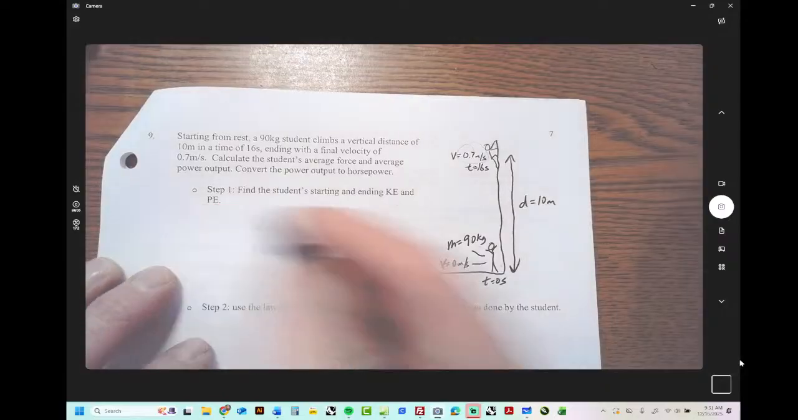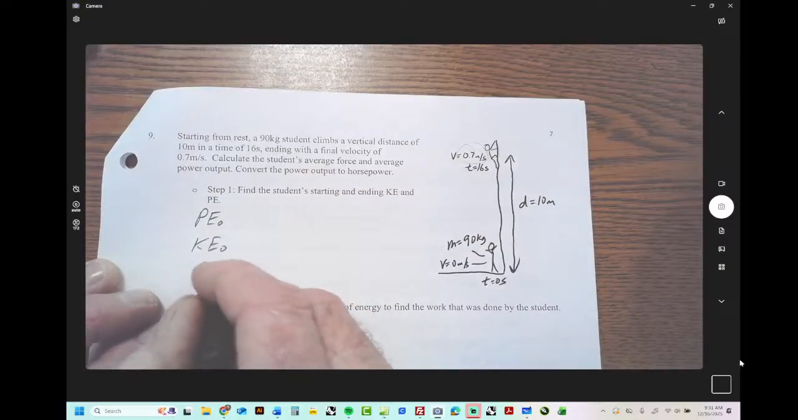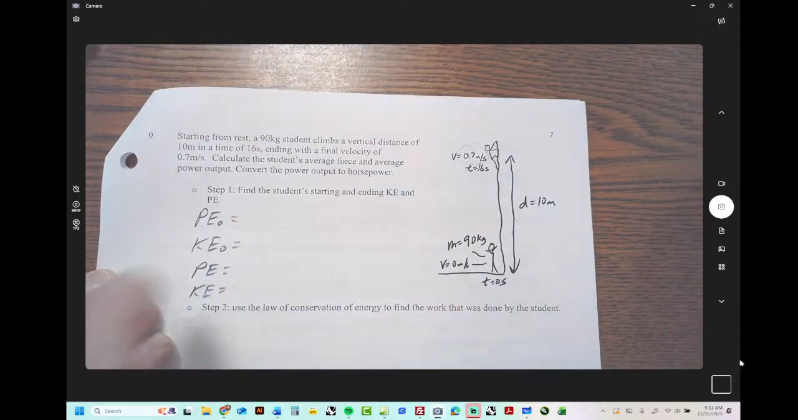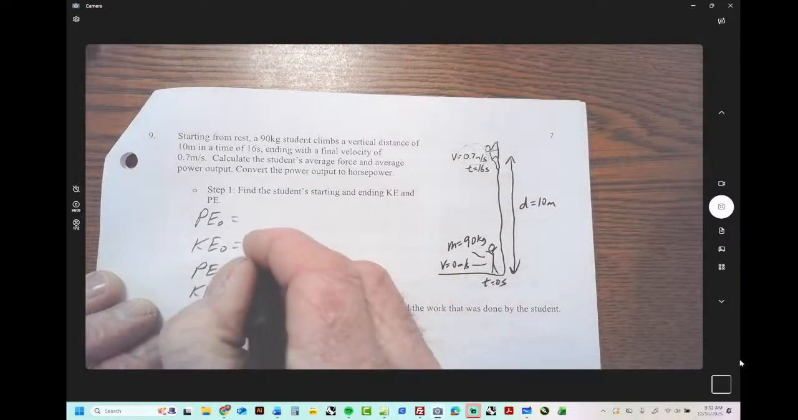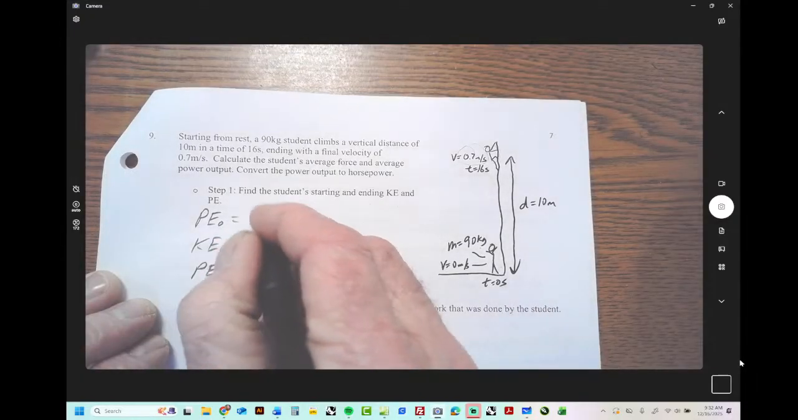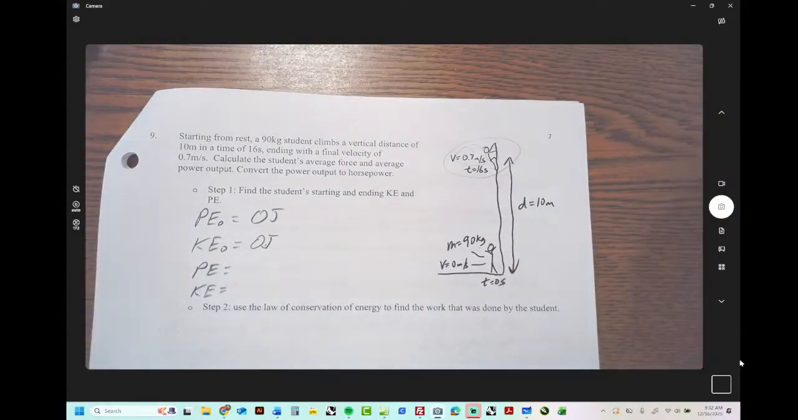Some of these are easy though. I'm going to write PE0, KE0, PE, and KE. Of those 4, which 2 are the easy ones? Which ones are 0? Initial. So when they're right here, there's no velocity, so the kinetic energy is 0. And they don't have any height, so the potential energy is 0. But they do have potential energy and kinetic energy there, so try to find that. You'll need a calculator.